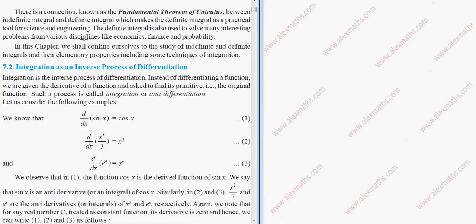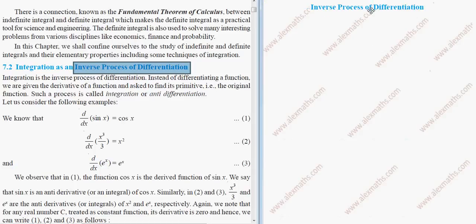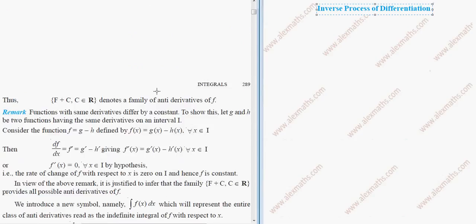As a first type, integration is nothing but the inverse process of differentiation. What do we mean by the inverse process of differentiation? We have a list of formulas for differentiation. The differentiation of sin x is cos x. If you integrate cos x, you will get back sin x. This is the inverse process of differentiation.